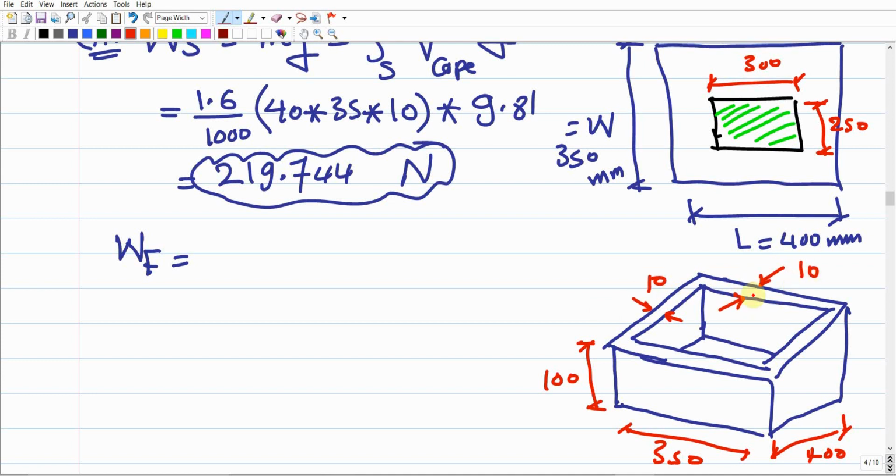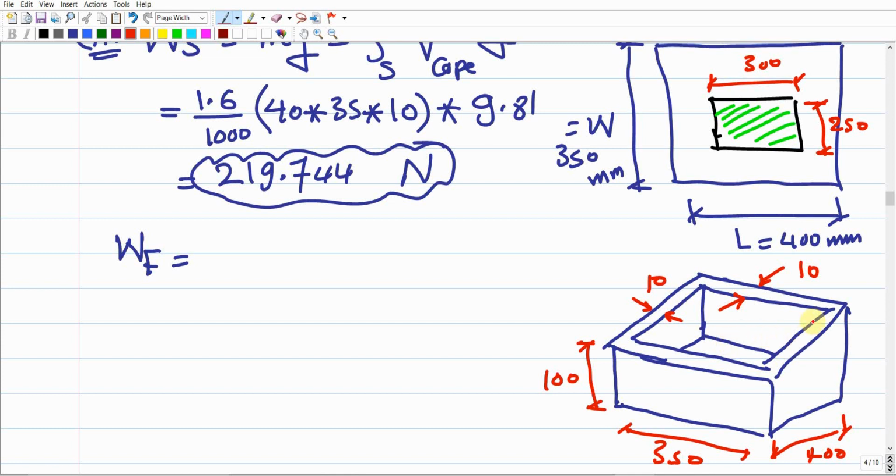So if I ask you to calculate the weight, we should have rho times g times v, the volume. If I ask you to calculate the volume of this shape, you're going to have the external volume, which is 400 times 350 times 100. Then you're going to subtract the internal volume, because there is an empty cavity inside it, right?